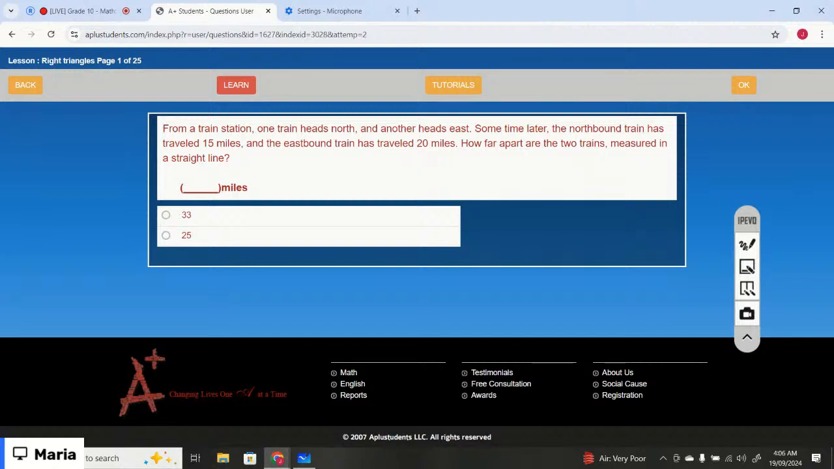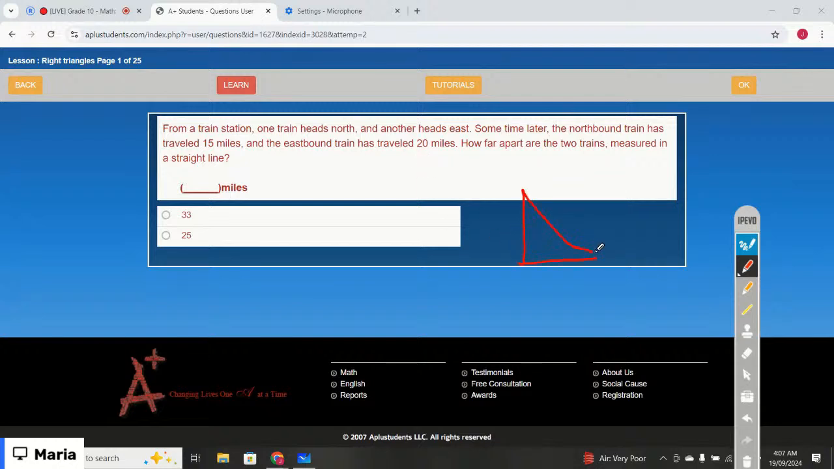Okay, so let's just make a triangle and then we'll solve. One train heads north and has traveled 15 miles, the northbound, and the eastbound traveled 20 miles. So here is the point. You need to find how far apart the two trains are measured in a straight line. So you need to find the value of C.